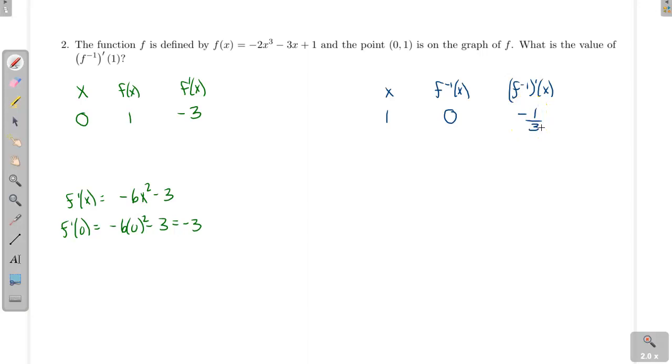All right, so my final answer is, I'll actually write it separately, f inverse prime of 1 is negative 1/3. So it's really important for these inverse problems that you keep track of your original function, your point, and your derivative, and then you flip the point and take the reciprocal of the derivative to get your inverse values.